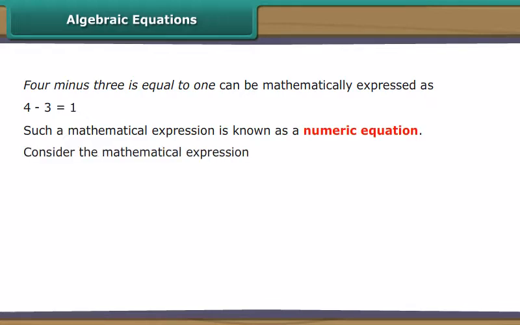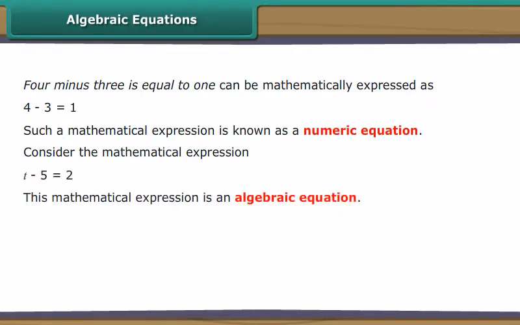Now consider the mathematical expression t minus 5 is equal to 2. This mathematical expression is an algebraic equation. An algebraic equation has one or more variables.